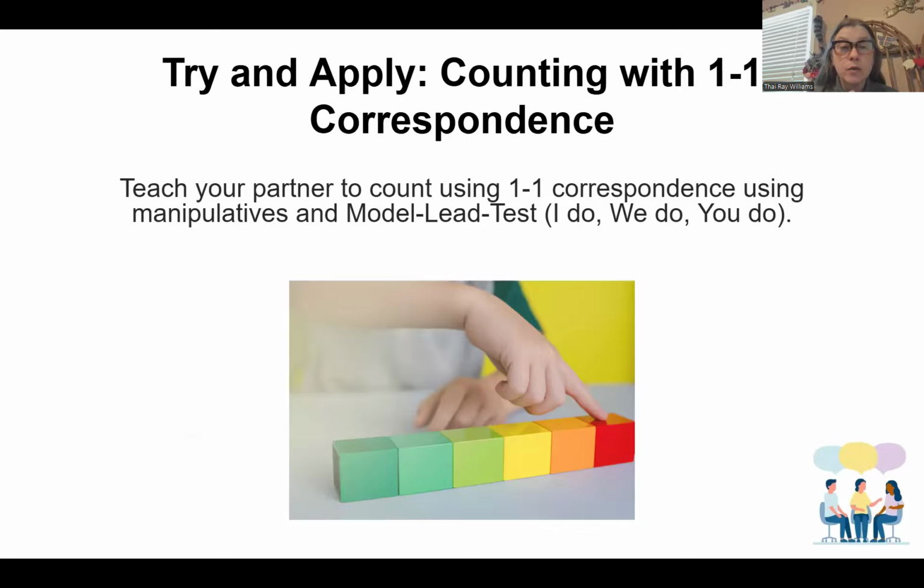So this one is counting with one-to-one correspondence. And what I want you to do is to teach your partner to count using one-to-one correspondence with manipulatives. And you can determine, I would make them movable because that's the easiest. And I want you to use model, lead, test. Here's just a quick example. Mine are not movable because they're my fingers, and I'm going to do model, lead, test.